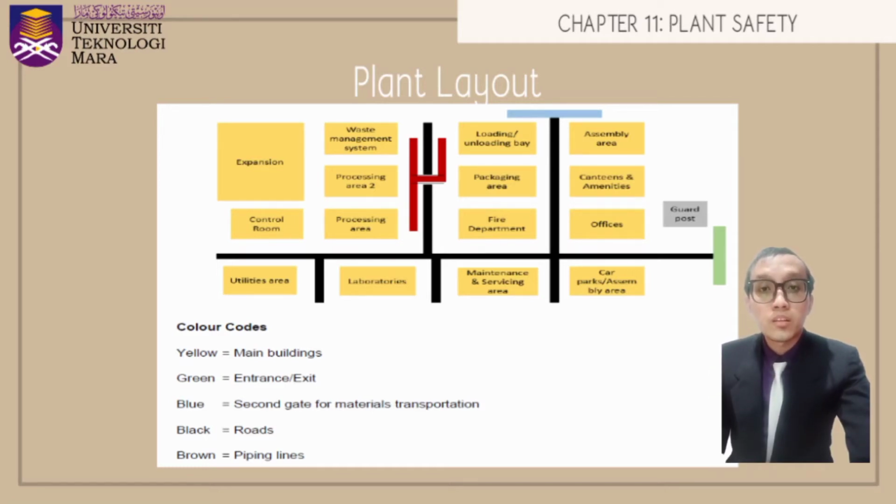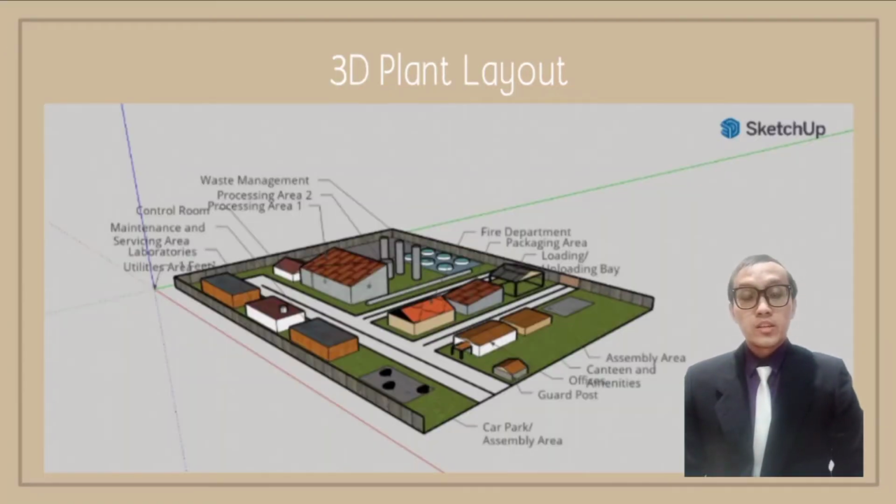So this is the plant layout for the Buta.E manufacturing chemical plant after considering the several important components or segments that have been mentioned previously. The next section is the proposed 3D plan layout for the Buta.E manufacturing chemical plant.